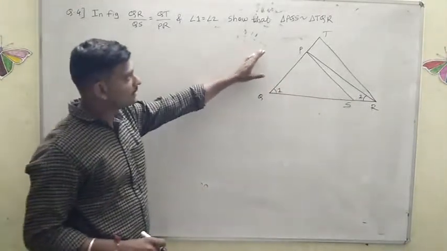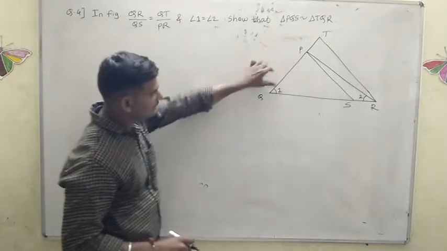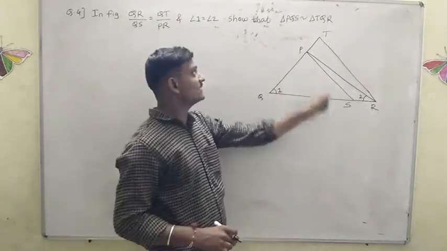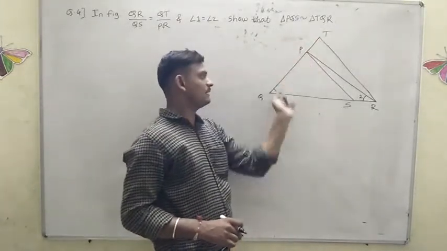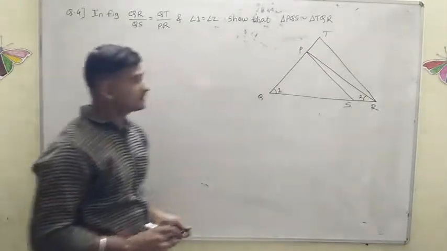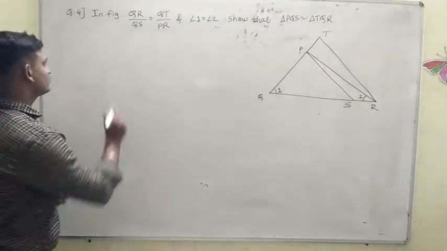Show that triangle PQS, PQS means this triangle, and triangle TQR, this bigger triangle, we have to show are similar. Both triangles are similar. We have to show here.